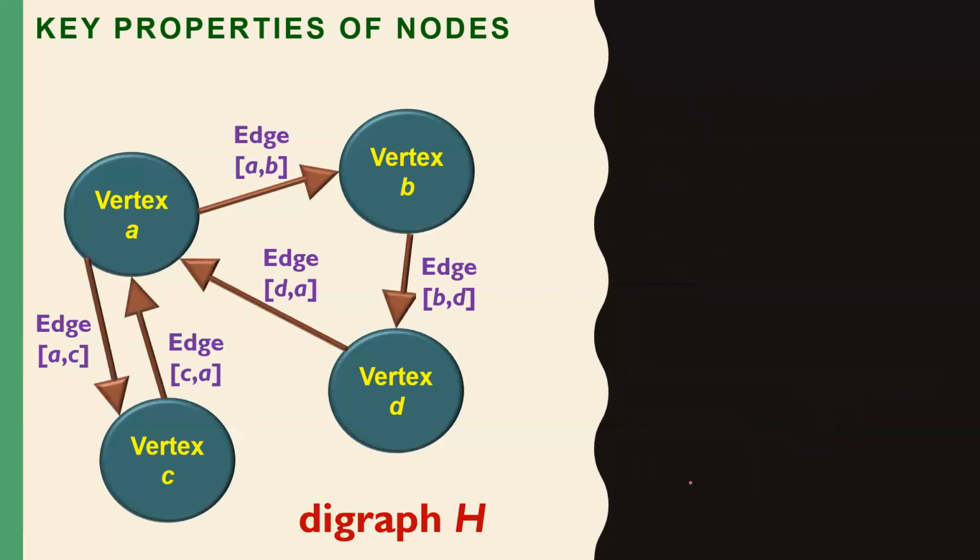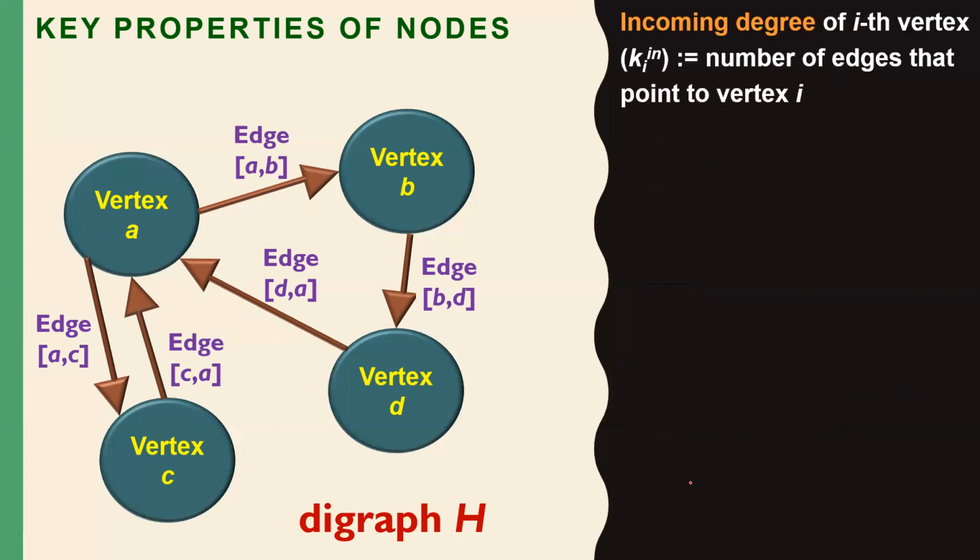Now, let's look at how we compute the degree for digraphs or directed graphs. Now we distinguish between an incoming degree and the outgoing degree of the graph. When we say incoming degree of the ith vertex of the graph, this is the number of edges that point to vertex i. That's why it's called incoming. How many edges are going to the vertex under consideration?